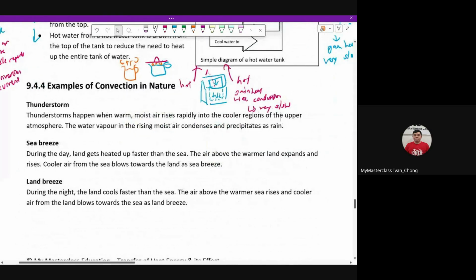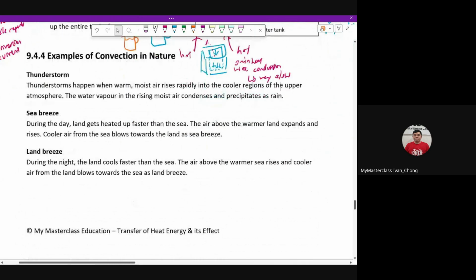So examples: thunderstorms, sea breeze, land breeze. First thing, during the day, this is the land, this is the sea. During the day, the land will always gain heat faster, so hot air rises. Cold air from the sea will blow like this. So this is the convection current that is formed. Hot air rises, cold air sinks, and you will feel the cold air blowing to your face.